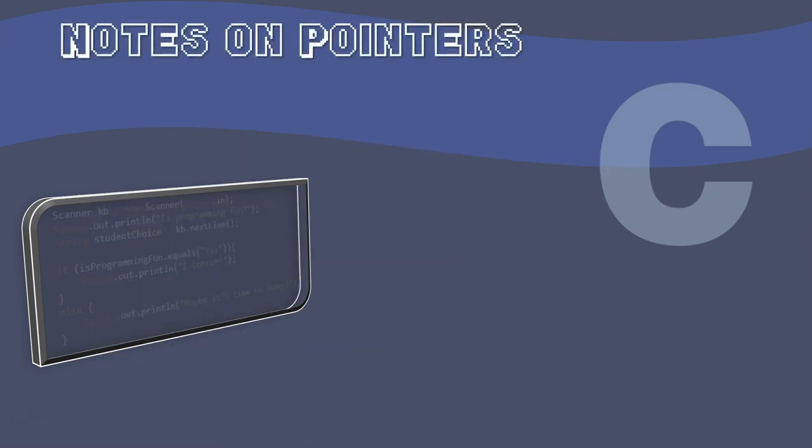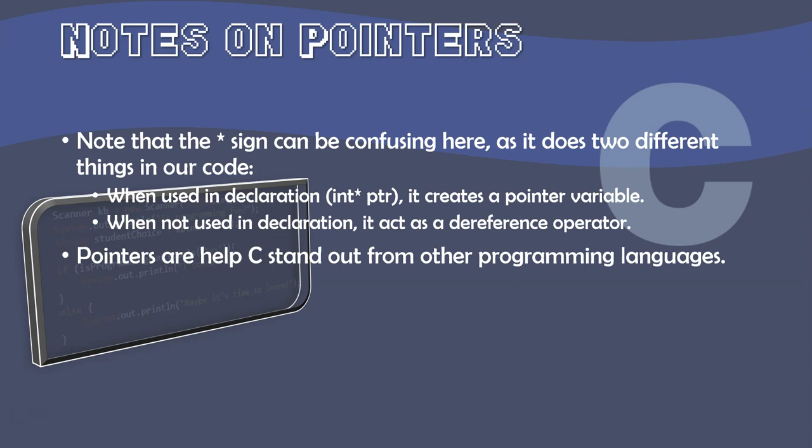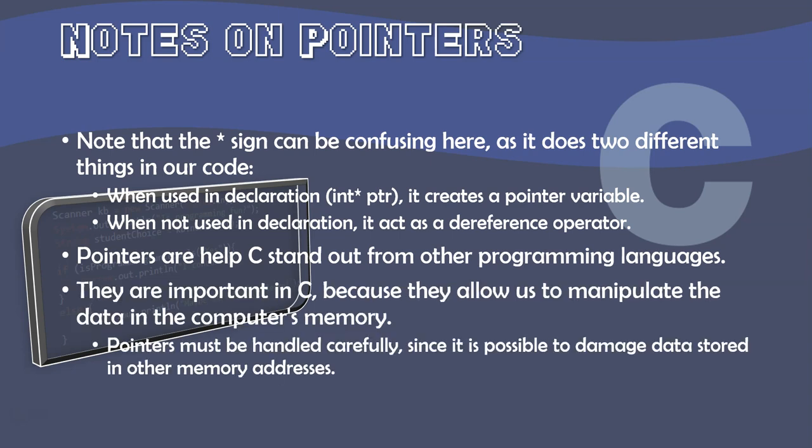So a couple last notes on pointers here. Note that the star sign could be a little confusing because you notice we're using it in both things. When using it in the declaration, int *ptr, it creates a pointer variable. When you're not using it in the declaration though, it's acting as a dereference operator. Now, pointers are very unique in C because they help it stand out from other programming languages. And why is that? Well, in C, they allow us to manipulate the data in the computer's memory directly.